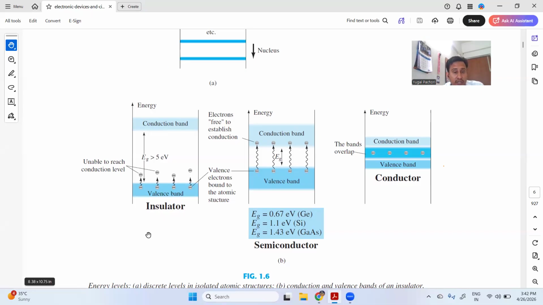Now, what are the examples of the insulator? Insulators are plastic and dry wood, not wet wood, because if the wet wood has water, then it will behave as a conductor. Dry wood is an example of the insulator, and plastic and bakelite are also examples of the insulator.